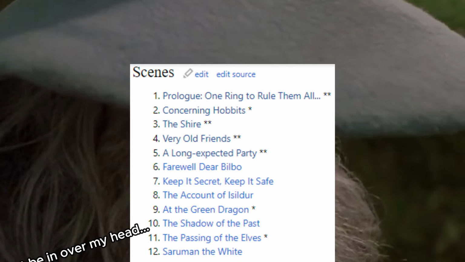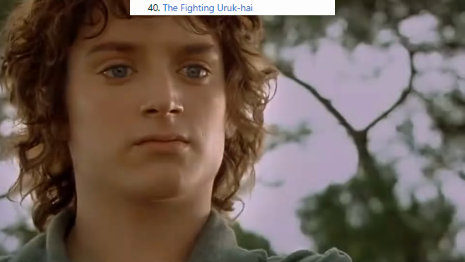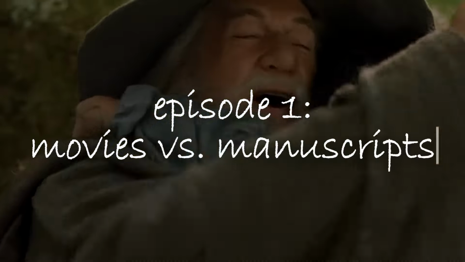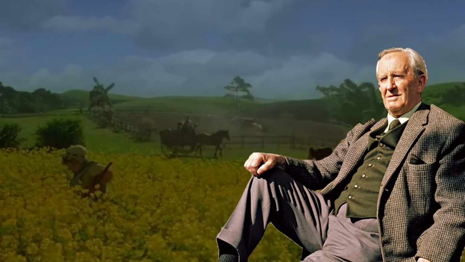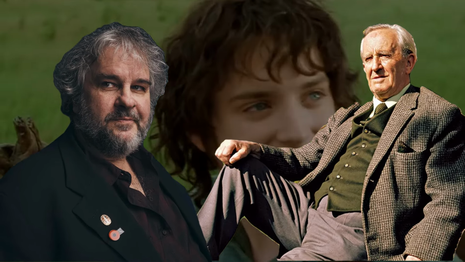Which made me wonder, what if I went through scene by scene and found all the differences between the books and the movies? Well, there's no what if about it now because this is episode 1 of who knows how many, in a series I'm calling Movies vs. Manuscripts, where we will compare the original works in the lore of Tolkien's Middle-earth to the adaptation, and point out what is fact and what is fantasy.